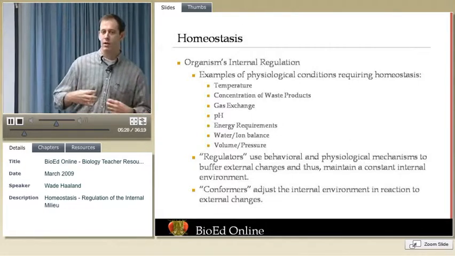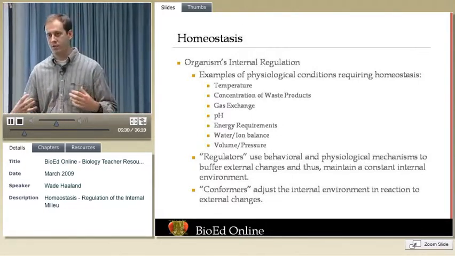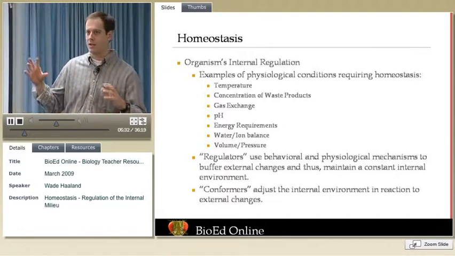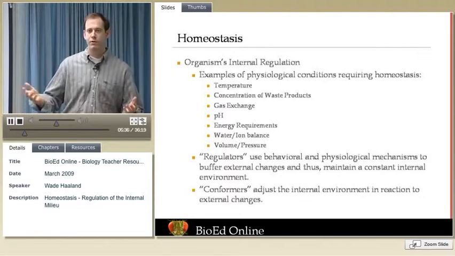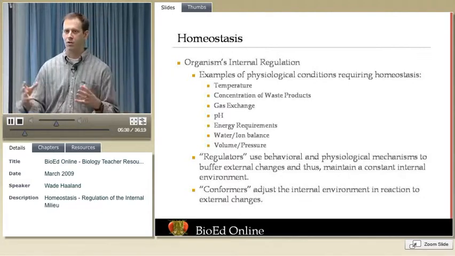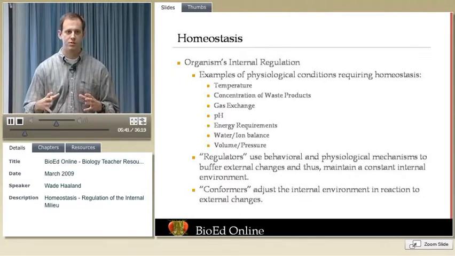You and I are regulators. We have mechanisms in our body that are able to adapt to change. So if all of a sudden we go jump in a freezing cold pool or something, our bodies are going to adjust to that sudden change.